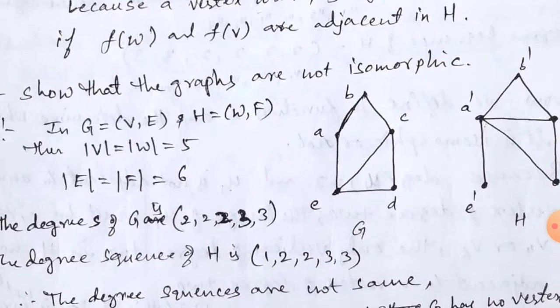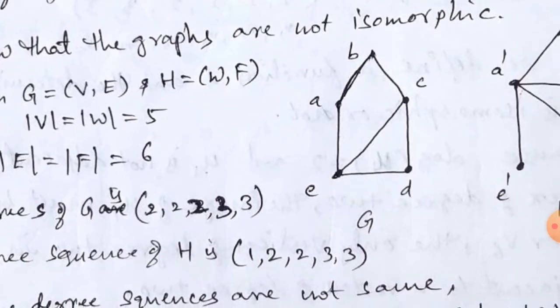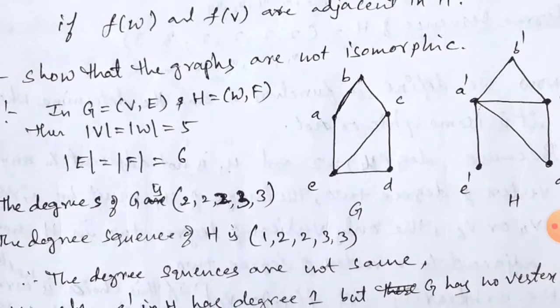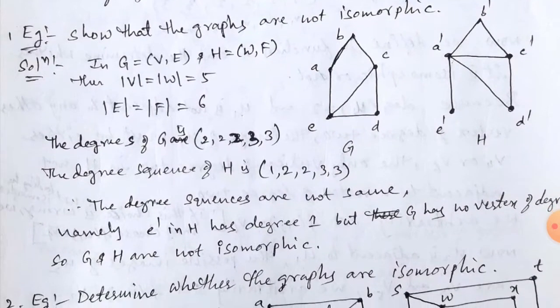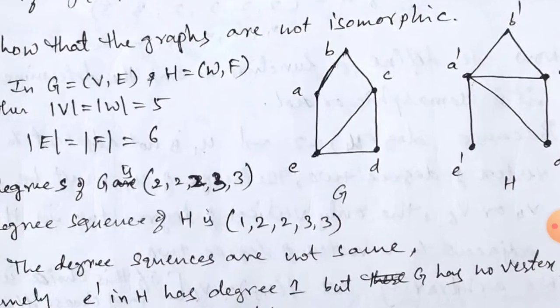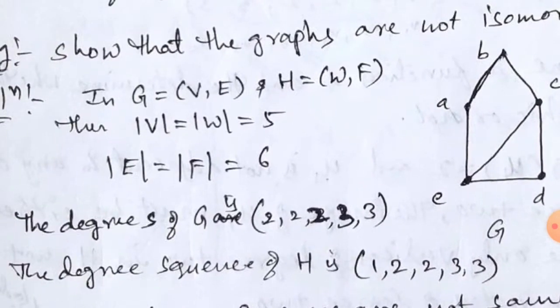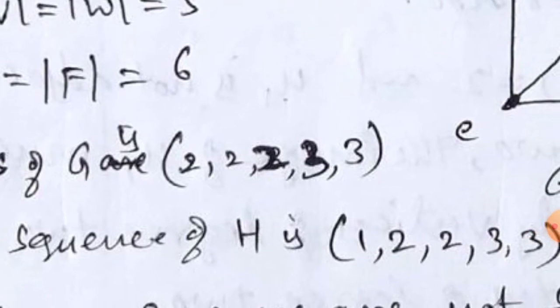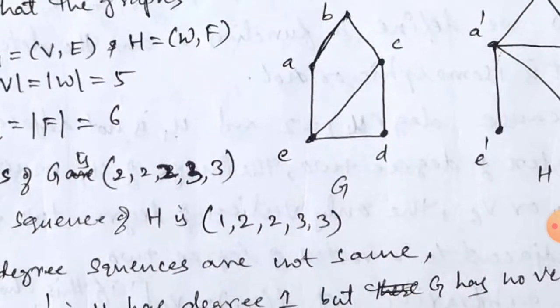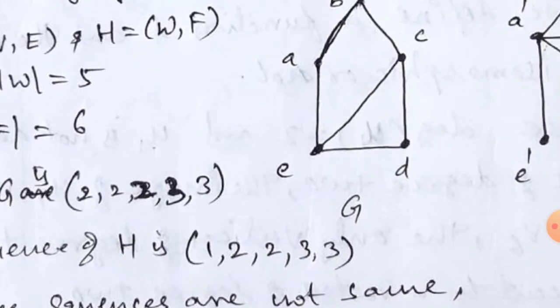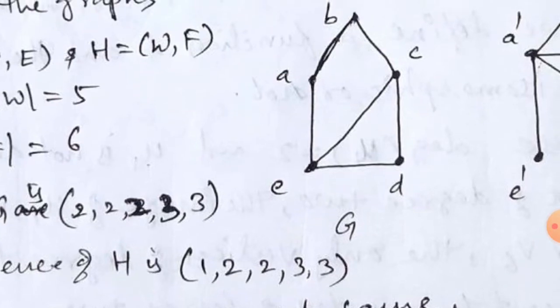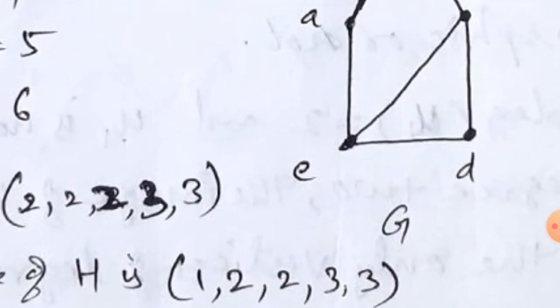Now count the number of edges in G and H. |E| = |F| = 6, both have 6 edges. Now observe the degree sequence in each graph. For graph G, the degree sequence is 2, 2, 2, 3, 3. That means one vertex has degree 2, another has degree 2, another has degree 2, and two others have degree 3. In total 5 vertices: 3 vertices of degree 2 and 2 vertices of degree 3.